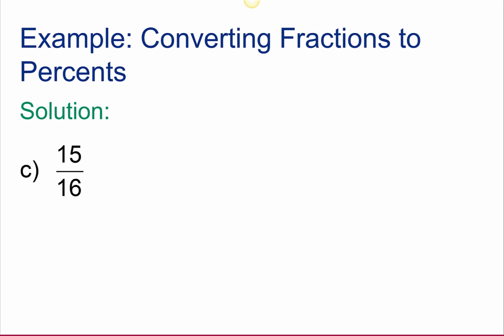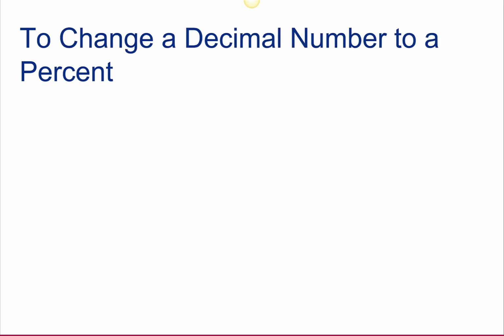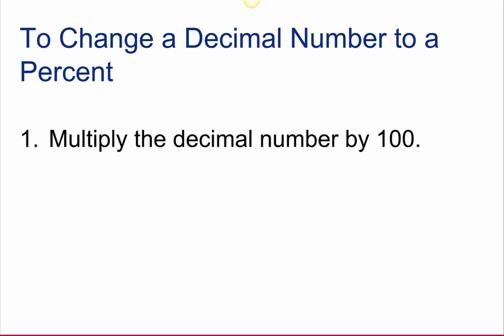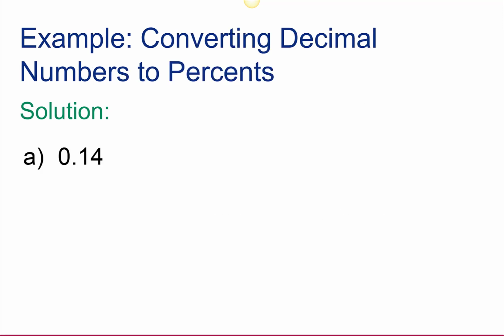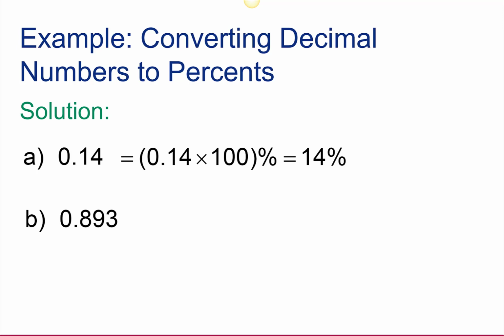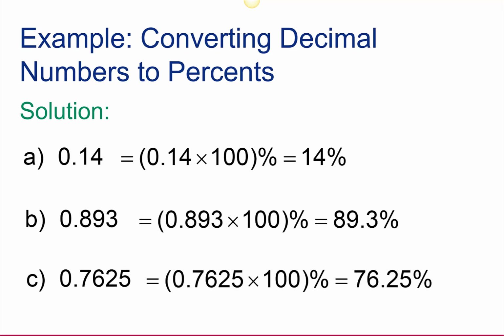15 over 16: divide 15 by 16, multiply by 100, add the percent sign, 93.75%. To change a decimal to a percent, multiply the decimal number by 100, add the percent sign. Change each of the following decimal numbers to a percent. 0.14, multiply by 100, we have 14%. 0.893, multiply by 100, 89.3%.